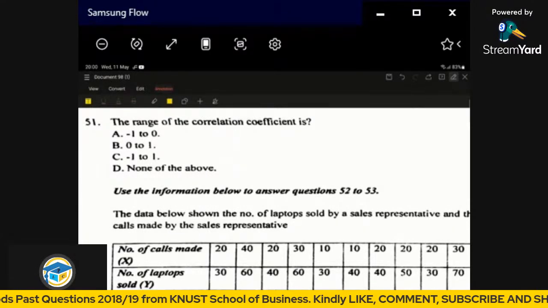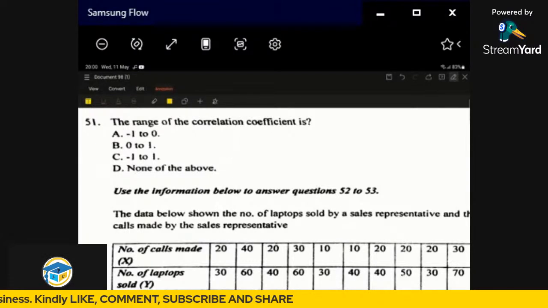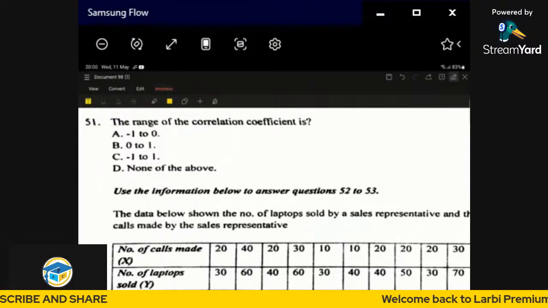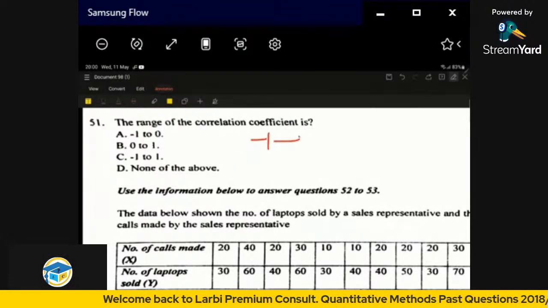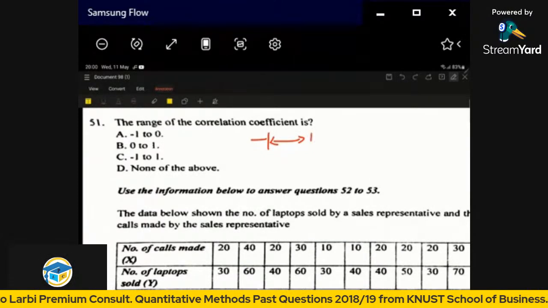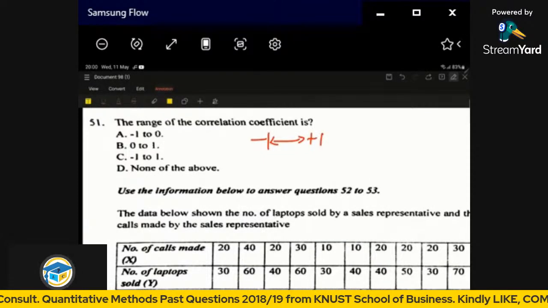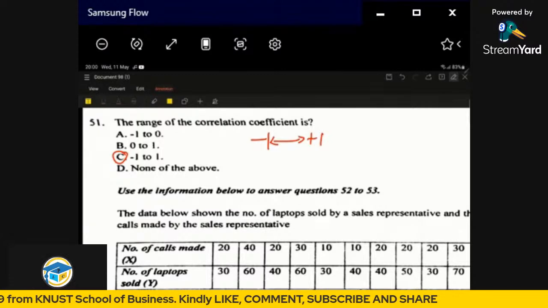The range of correlation coefficient is, so we have already talked about correlation coefficient. We said it is the statistical formula that helps us to determine the strength of relation between two variables. Is that okay? And we are saying that by range, it ranges from -1 to positive 1. So that is the range of the correlation coefficient. So that's going to give us option C in that case. So let's take note of that.